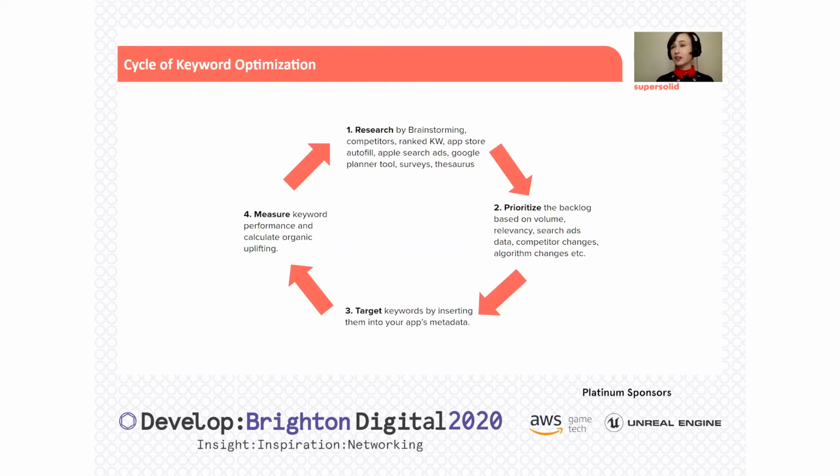Then you prioritize these keywords based on volume, relevance, and how difficult they are to rank for. Tools like AppTweak are really useful for this because they show you rankings, volume, competitors ranking for this keyword, how difficult it is to rank for it, and what your ranking is, and then you can see your improvement over time using this tool. So, step 3 is you target: you put these keywords into your app's metadata, and then after some time, you measure the performance and see if there's actually been an organic uplift based off these changes.